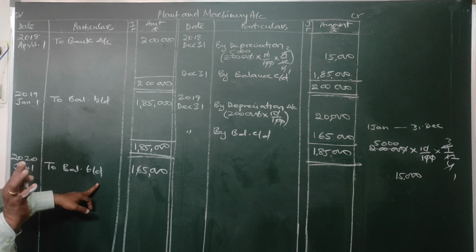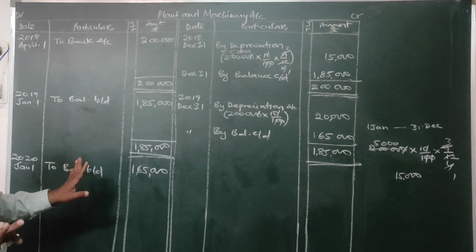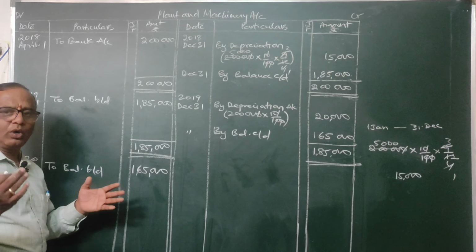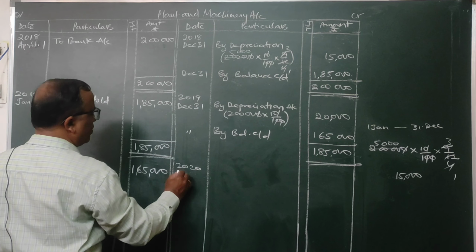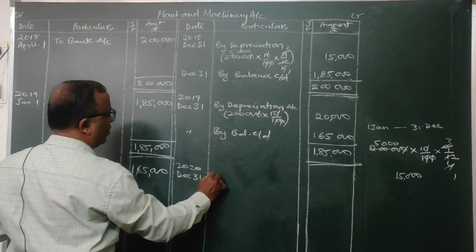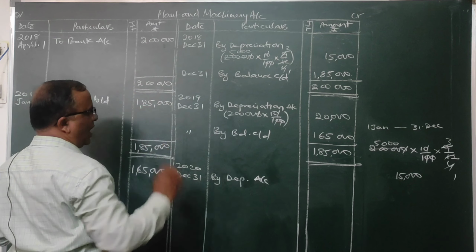He has asked us to do the problem for 3 years. So this year also we should do it. 3 years totally we should do. So in this year also nothing else has happened there. That it is with us only. So at the end of the year, on 31st December, once again we are going to provide depreciation. So what is the entry? Depreciation account debit to plant and machinery account.